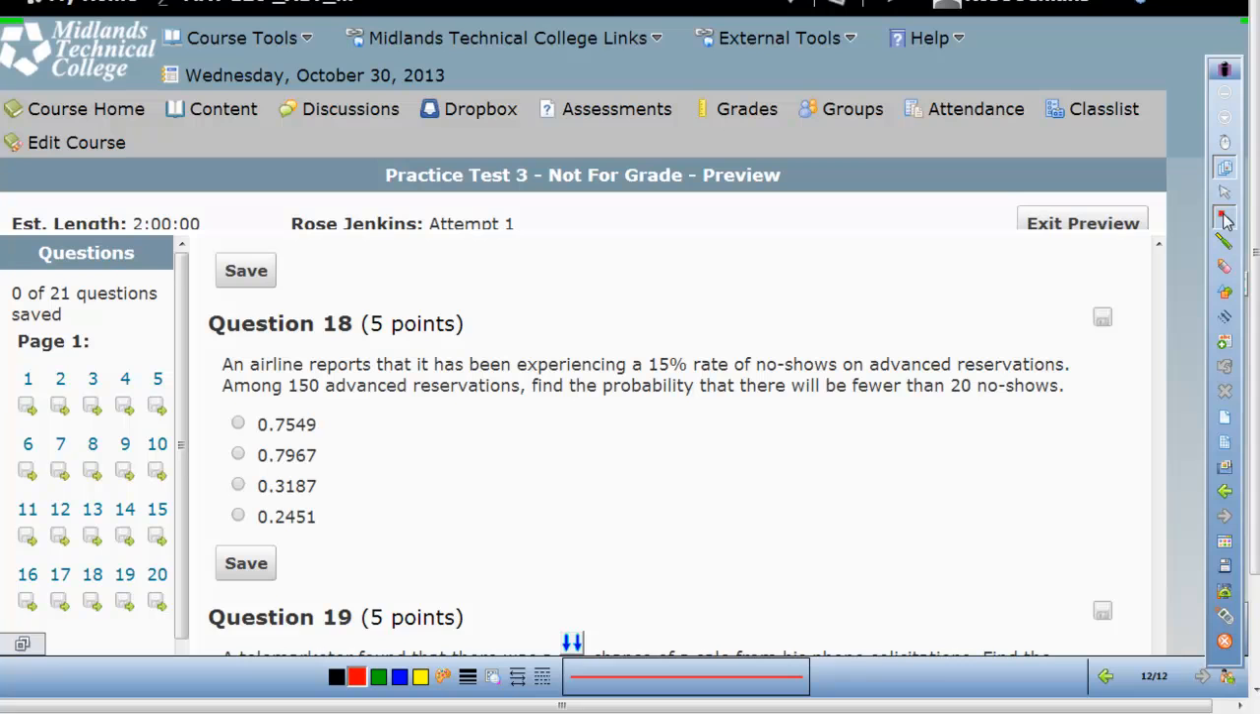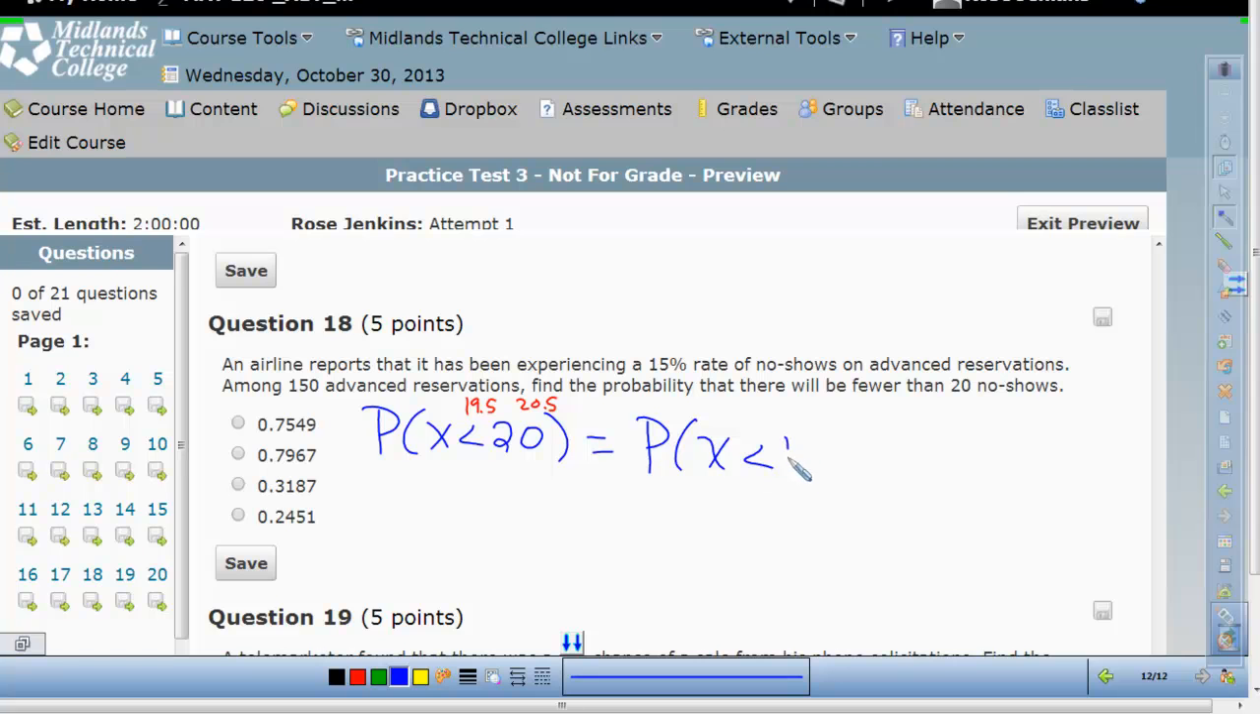Okay, we're interested in the probability that there will be fewer than 20 no-shows. So probability that x is less than 20. Okay, I'm going to represent 20 as 19.5 to 20.5. And so when I write this as a normal probability, since 20 is not included, what am I going to say? Probability that x is less than what? 19.5. Very good.